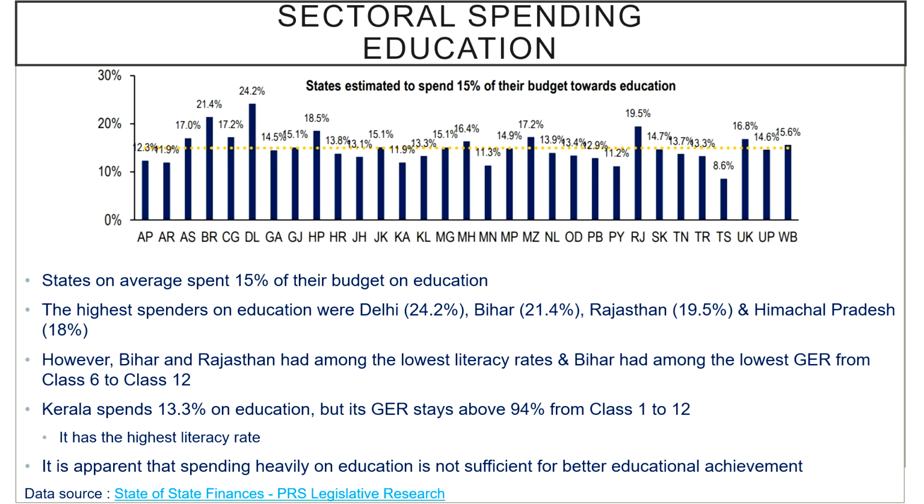Sectoral spending on education. States on average spent 15% of their budget on education. The highest spenders on education were Delhi, 24.2%, Bihar, 21.4%, Rajasthan, 19.5%, and Himachal Pradesh, 18%. However, Bihar and Rajasthan had among the lowest literacy rates, and Bihar had among the lowest GER from Class 6 to Class 12. Kerala spends 13.3% on education, but its GER stays above 94% from Class 1 to 12. It has the highest literacy rate. It is apparent that spending heavily on education is not sufficient for better educational achievement.